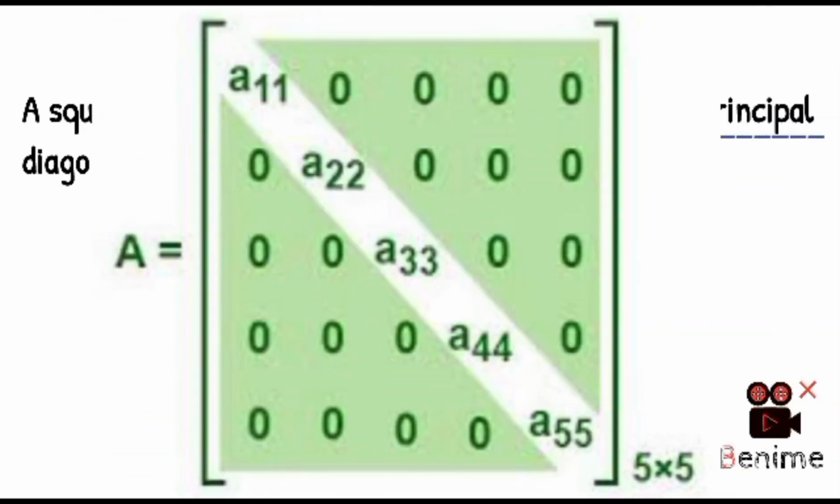Here in this matrix, you can see that A11, A22, A33, A44, A55 are all the entries of the principal diagonal. Principal diagonal is also called leading diagonal or main diagonal of a matrix. And remaining all entries are 0. So this is our diagonal matrix.